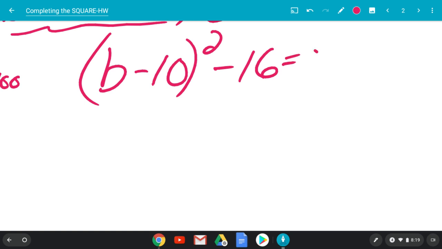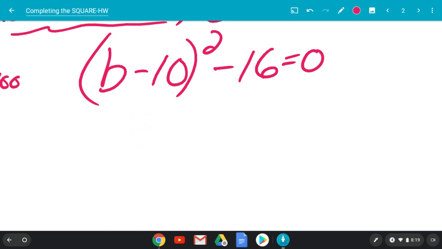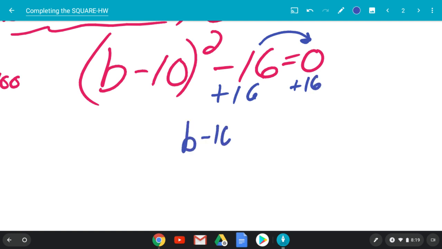Equals 0. Okay. First thing I'm doing is I'm getting this by itself. So I have to add 16 to both sides. In other words, I'm just moving this over here. But anytime we move something across the equal sign, we have to do the inverse. So I'm left with b minus 10 quantity squared equals 16.